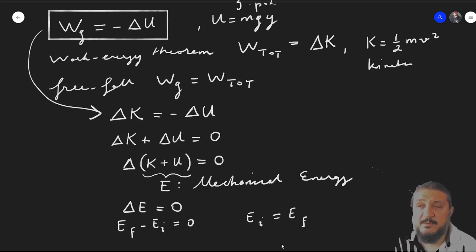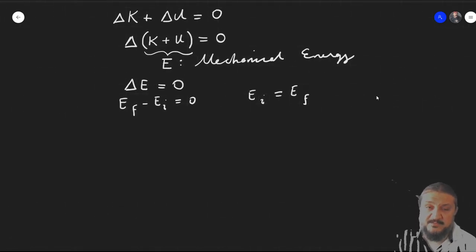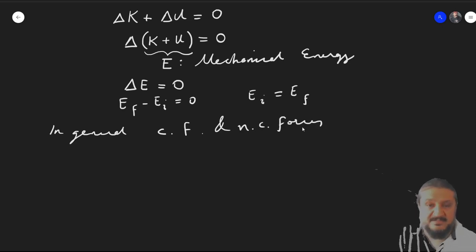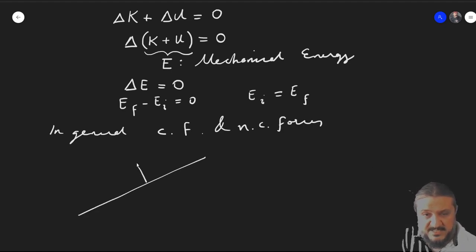What if you had an object sliding down an inclined plane and there was friction? Okay? Then this would no longer be true. This is only true when there are no non-conservative forces. Okay, so let's say in general there may be conservative forces and non-conservative forces present. Okay, real life examples. An object sliding down and there's friction here.